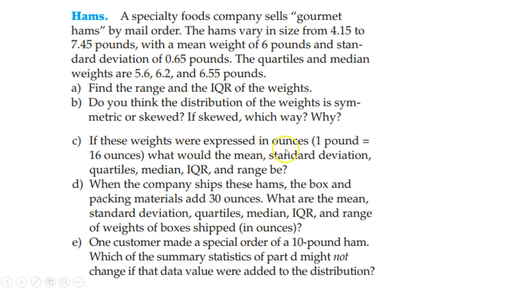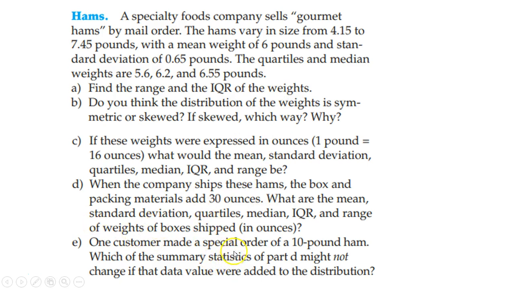If these weights were expressed in ounces, which means I'm changing from pounds to ounces, I either have to multiply or divide. What would each item be? Because I'm doing that, everything would need to change. When the company ships these hams, the box and packing material add 30 ounces. So now that I've changed everything to ounces, I can add 30 to everything, but that won't change my range, my interquartile range, or my standard deviation.